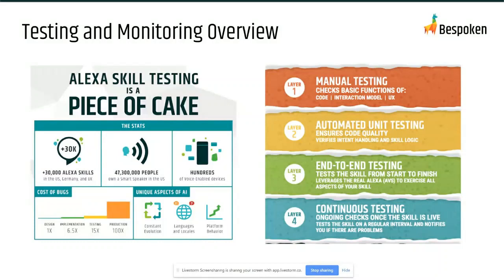Then the last layer here, the continuous testing, this is really about, on an ongoing basis, making sure that the skill is functioning correctly. We also refer to this as monitoring, but the reason why we use the label continuous testing is just to emphasize we're using the same techniques that we use with the end-to-end testing, but then we're actually running it on a 30-minute basis.